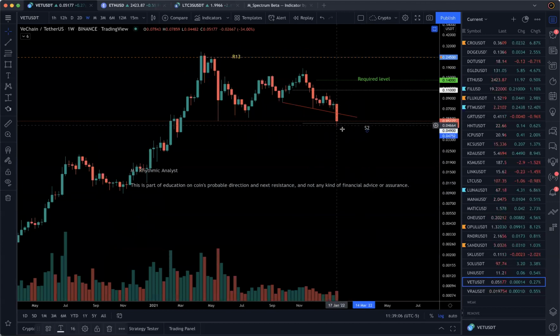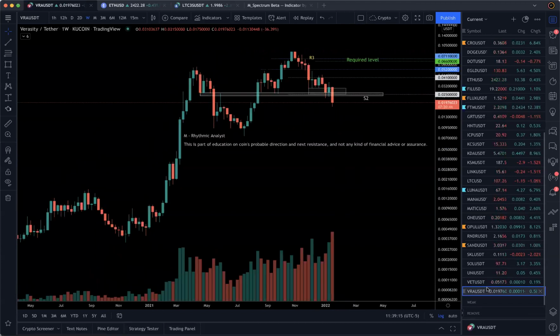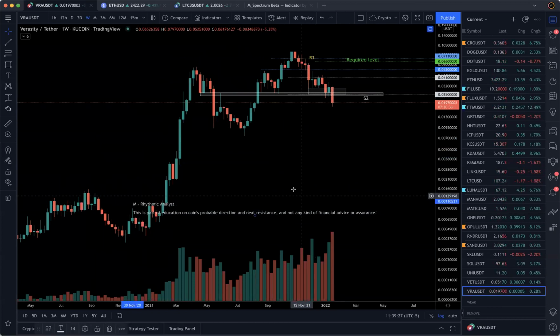Hit S2. After this, it is nothing major but 0.02. VRA broke this one. So after this, only next one is 0.0094, 0.009 kind of level. That's it. So this completes the analysis for everything. I think we have gone through everything in detail, so you get an idea, right?